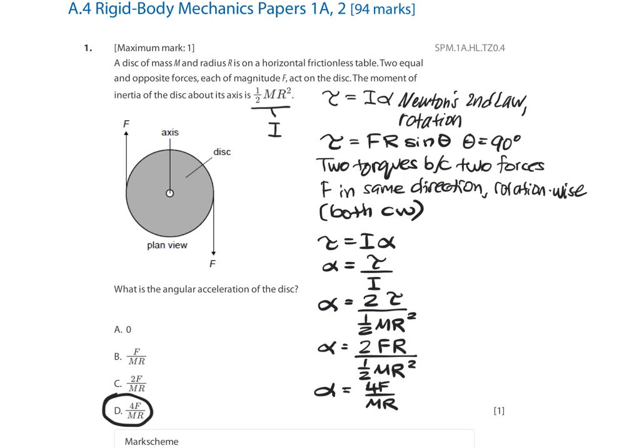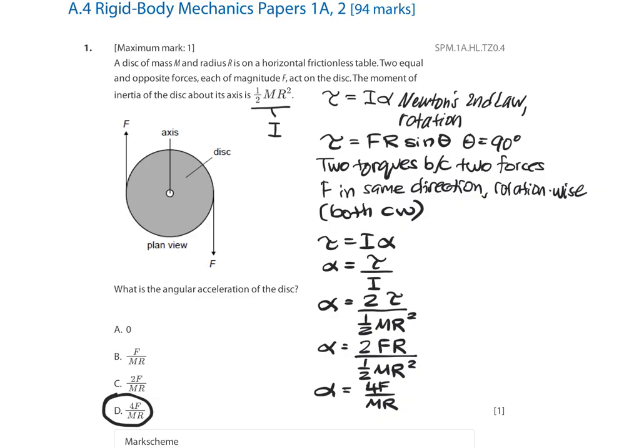So here we have a disk, and it mentions equal and opposite forces acting on the disk. You would think that the forces would cancel, but we're talking about rigid body mechanics, and you can see that the forces are actually off-axis from the center of mass. And so those forces are actually going to present a torque on the disk.